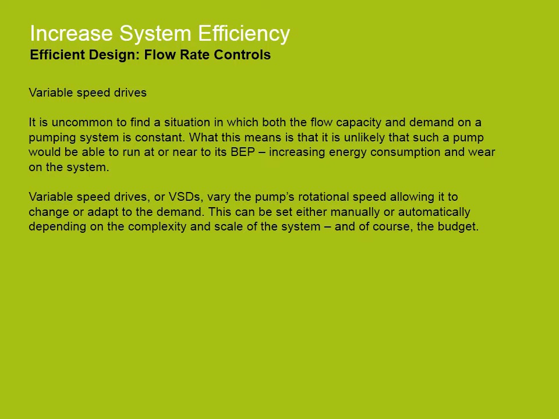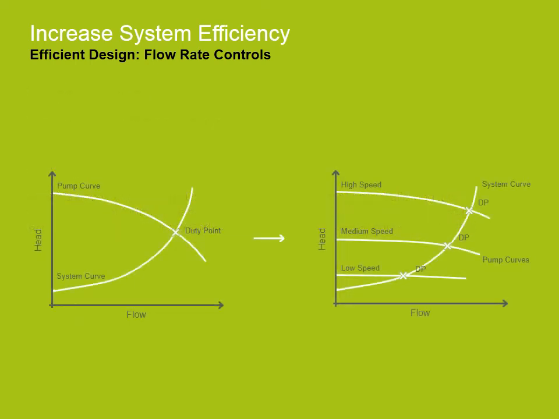Variable speed drives or variable frequency drives are a system for controlling the rotational speed of an alternating current electric motor by controlling the frequency of the electrical power supplied to the motor. VSDs vary the pump's rotational speed, allowing it to change or adapt to the demand. This can be set either manually or automatically depending on the complexity and scale of the system, and of course the budget.